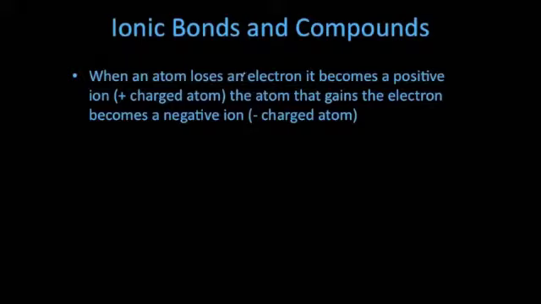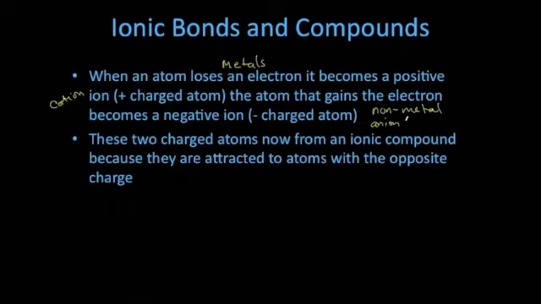Ionic bonds and compounds. When an atom loses an electron, it becomes a positive ion. The atom that gains the electron becomes the negative ion. Atoms that lose electrons are metals, and atoms that gain electrons are nonmetals. So the metals become what we call cations, C-A-T-I-O-N, and nonmetals become what we call anions, negatively charged ions.